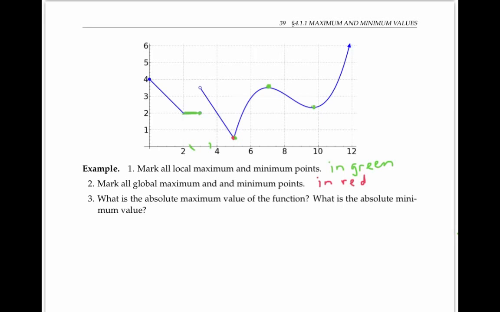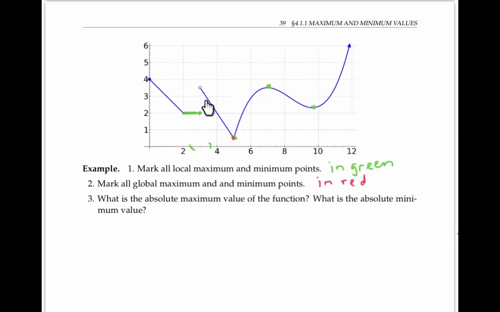There's one more point that I want to consider, and that's this point here at 3, 3.5. Well, it's tempting to say that f has a local maximum here. It looks like it's the highest point on the ground, but in fact, there is no point here at 3, 3.5, right? The function's value at 3 is actually down here at 2. So there's no point here to be a local maximum point.